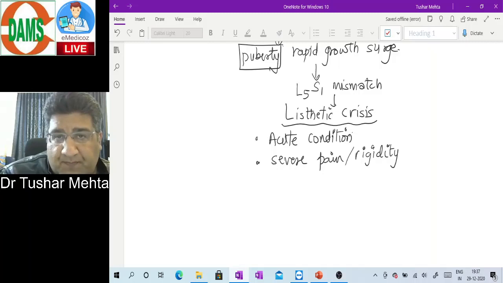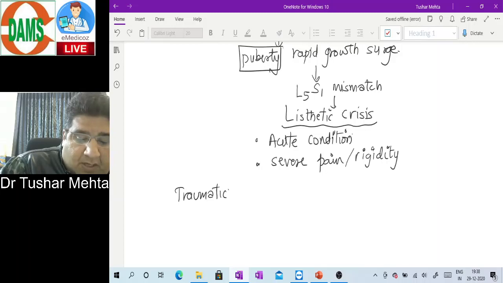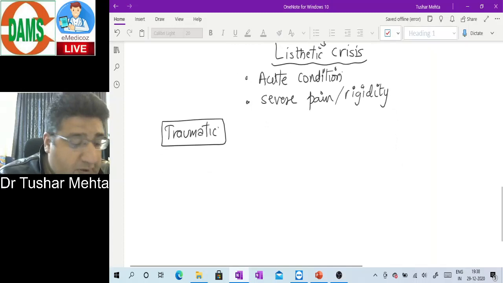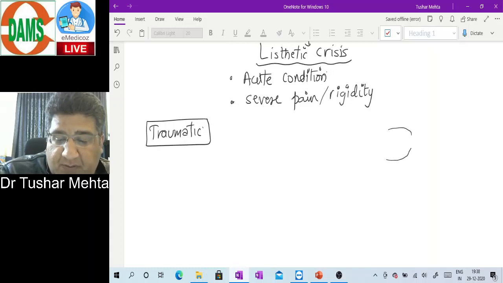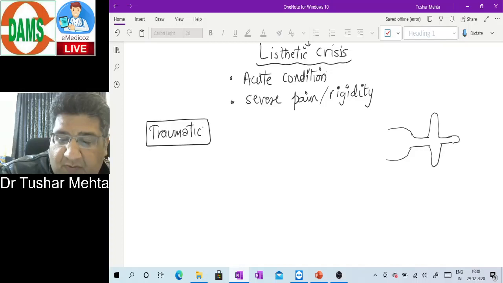The third type after isthmic and dysplastic is the traumatic type. I'll give you a very simple concept of it. I could see one student had asked me what is pars interarticularis. You have to understand that this is a vertebral body. Now, there is a superior articular process, there is an inferior articular process, and then you go like this with the spinous process. Similarly, you have a vertebral body, and you have it like this, like this, and like this.